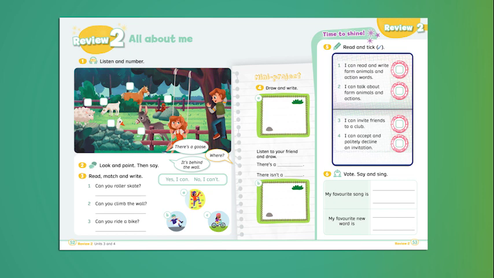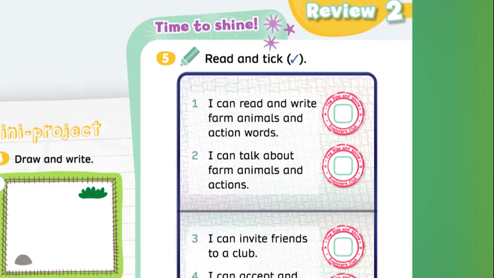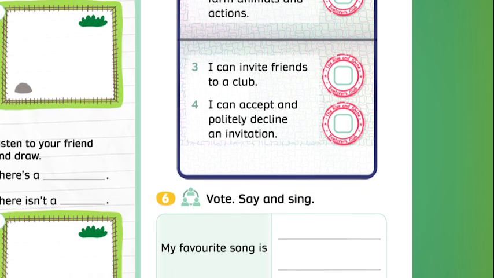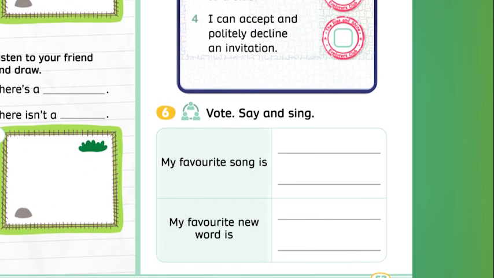After every second unit, there is a review lesson, which consolidates and practices the key language from the preceding 2 units using all 4 skills. The Time to Shine activity revisits the key learning objectives. Learners reflect on the objectives and their favourite parts of the units.